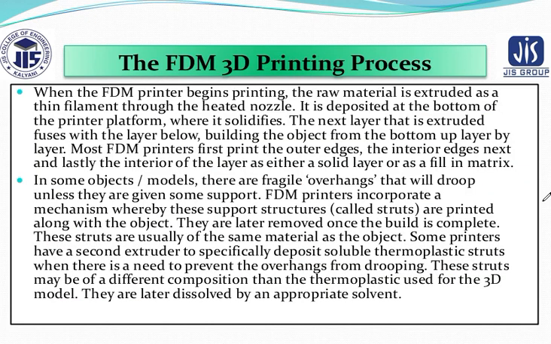Now we are talking about the FDM printing process, the 3D printing process. So what I have told is that the FDM printer begins printing. The raw material is extruded as a thin filament through the heated nozzle. It is deposited at the bottom of the printer platform where it solidifies, and the next layer that is extruded fuses with the layer below, building the object from the bottom up, layer by layer.